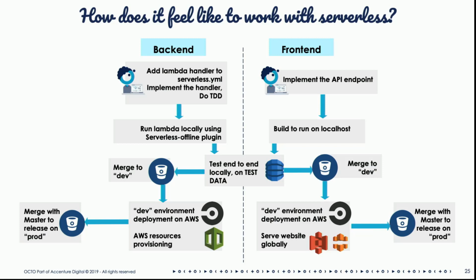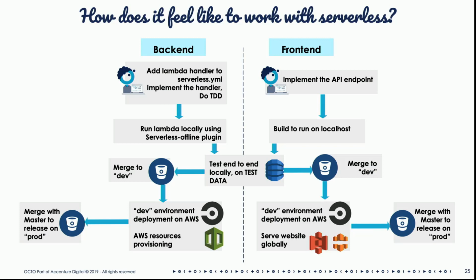Then you go ahead with the front end, implement the API endpoint, do some testing if required, build and run it on localhost, then test everything end to end locally. If everything works well, merge it to dev. Dev was a Bitbucket integrated with CircleCI, which will take care of provisioning and deploying all of your Lambdas as a dev environment on AWS. And on the front-end side, same stuff. It will make sure to deploy your front-end application on S3, make it available globally.